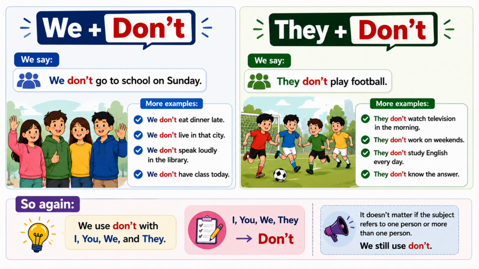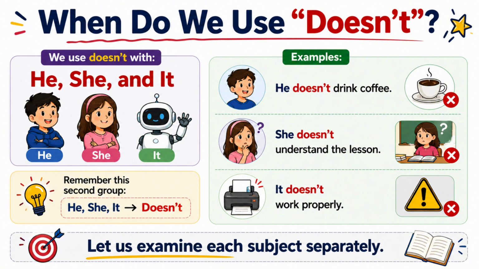Now, they plus don't. We say they don't play football. More examples. They don't watch television in the morning. They don't work on weekends. They don't study English every day. They don't know the answer. So again, I, you, we, they, we will use don't.